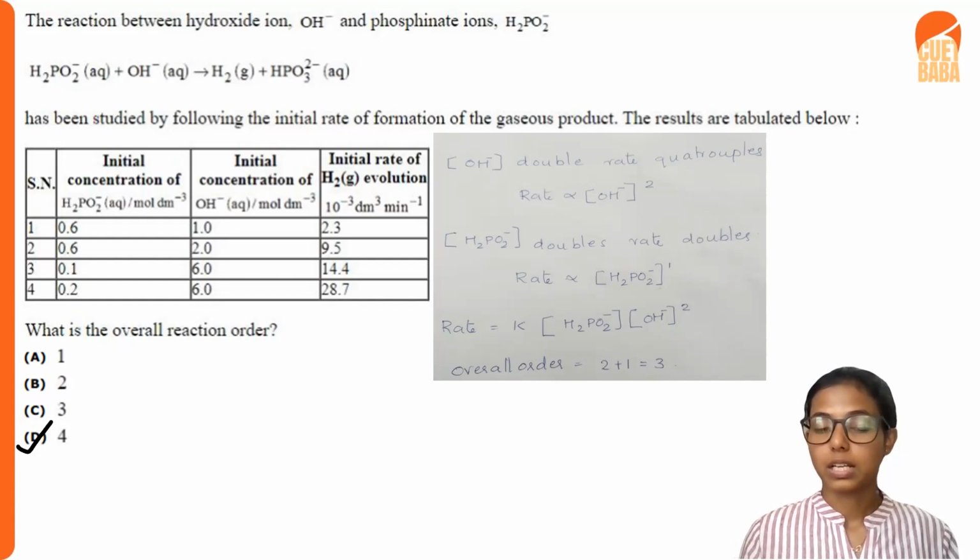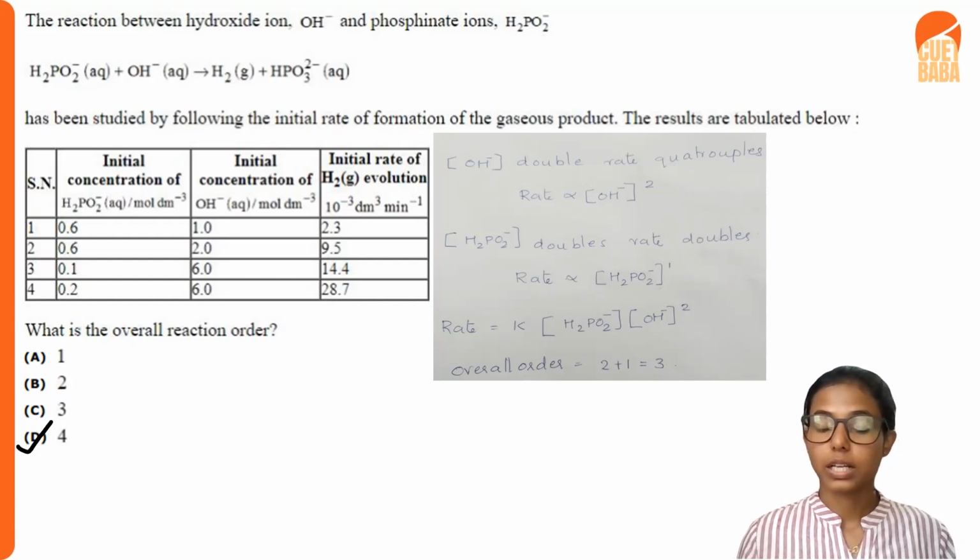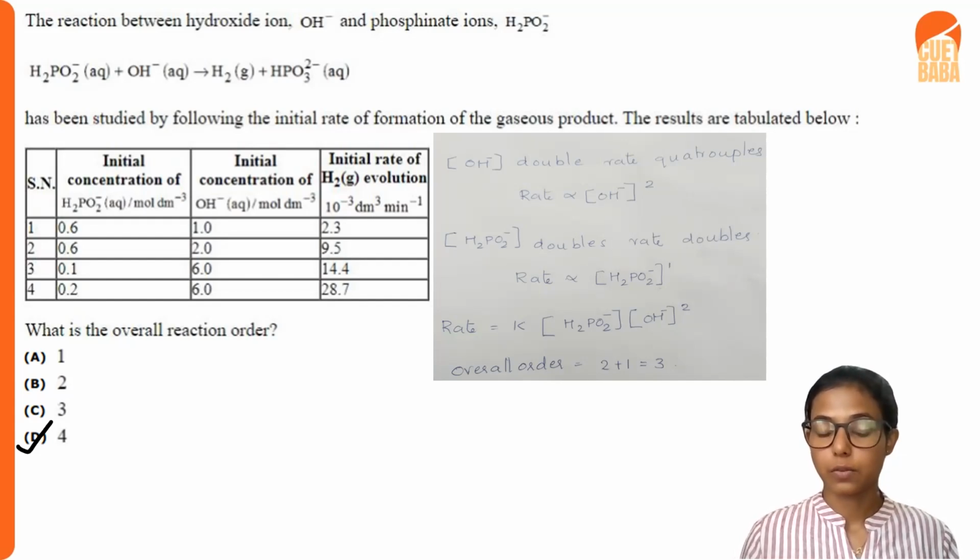So the overall rate is equal to K, a constant, into the concentration of phosphinate ion into the square of the concentration of hydroxide ion. So the total order will be 2 plus 1, that will be 3. Here the correct option is 3, not 4. The correct option is C.